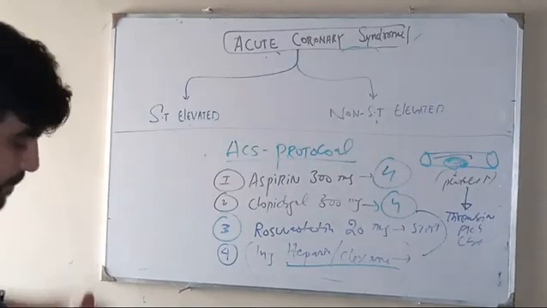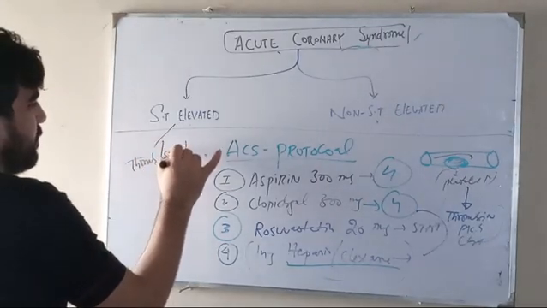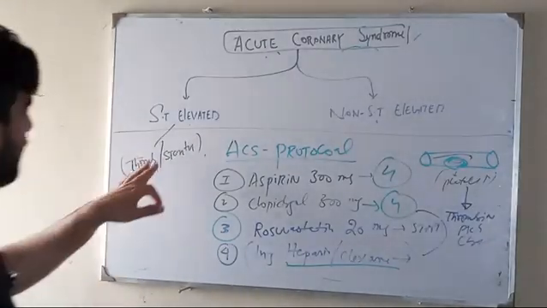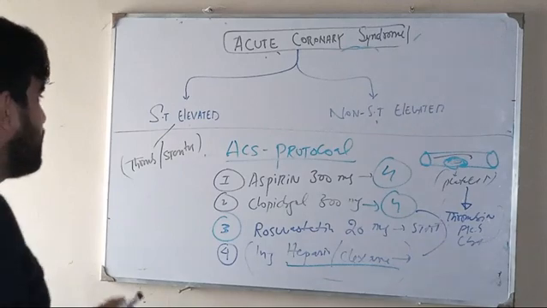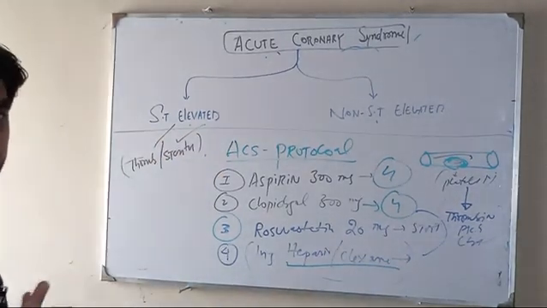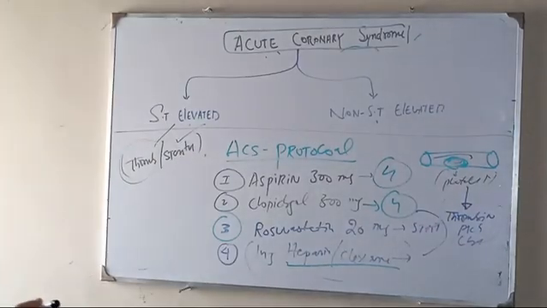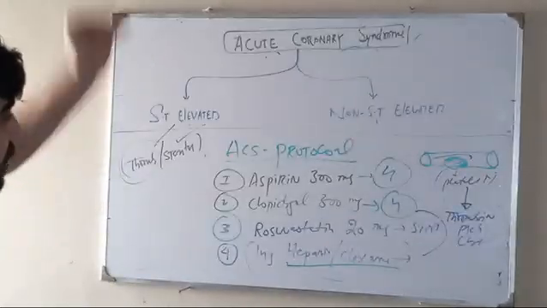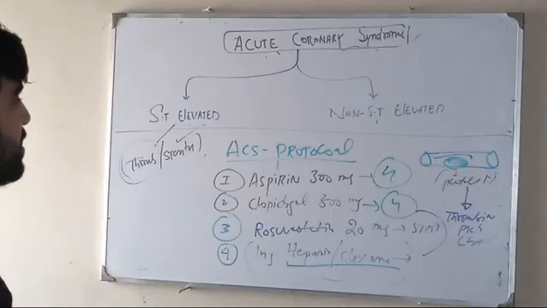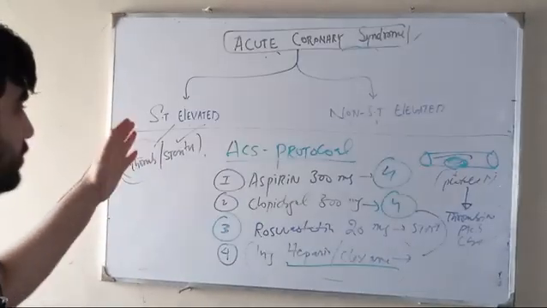If you have ST elevated MI, then thrombolytics or stenting are the answer. If the patient lives in a facility where stenting is possible, the answer is stenting. If the patient lives in a facility where stenting is not available, you give thrombolytics, that is, give SK or tissue plasminogen activator, and you look for resolution of the ST segment elevation after you have given the injection.